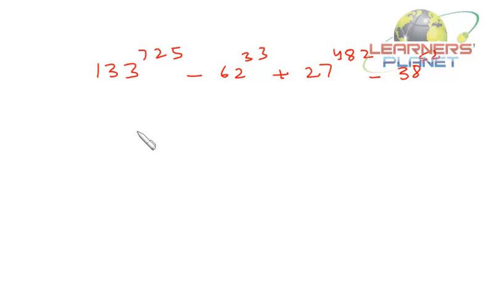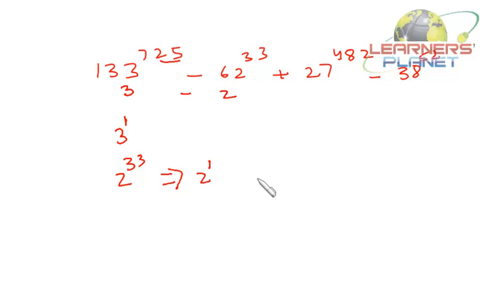Now 3 maintains the cyclicity of 4. So the unit digit of 3 raised to 725 will be the same as the unit digit of 3 raised to 1, since if we divide 725 by 4, we get 1 as the remainder. So it will be 3 only. Similarly, we take the case of 62 raised to 33. We have to calculate the unit digit of 2 raised to 33. If 33 is divided by 4, we get 1 as a remainder. So the unit digit will be the same as 2 raised to 1, which is 2.